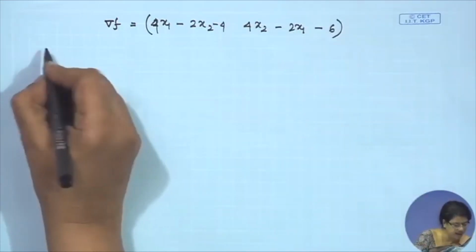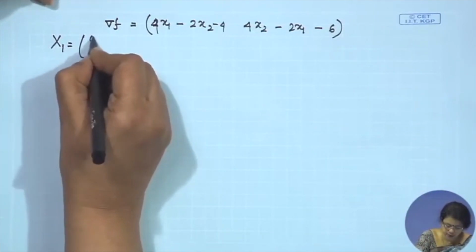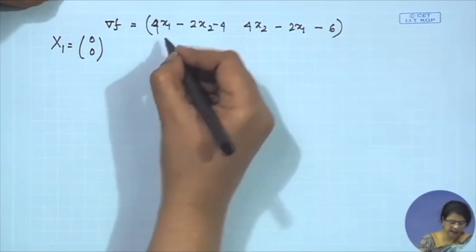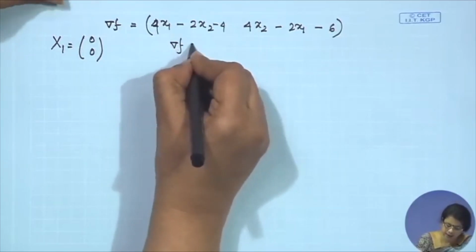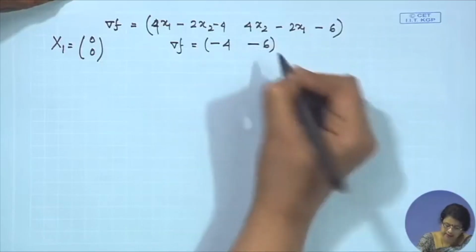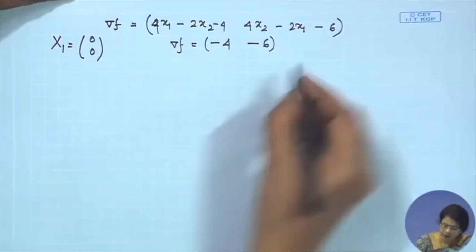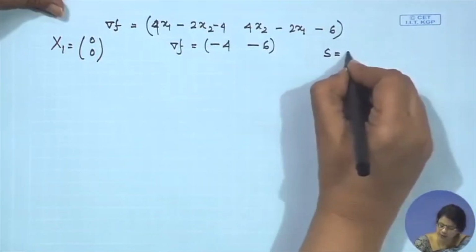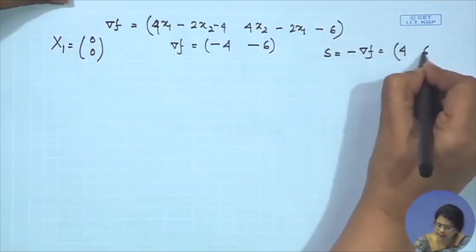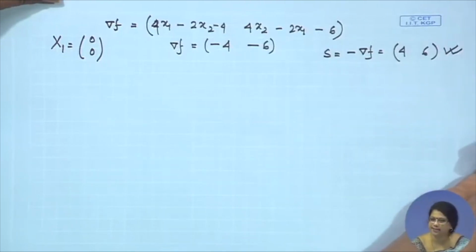Now, my starting point, if I consider the first point as 0 0, what is my grad f value then? Grad f value would be minus 4, minus 6. If I consider this one, then what will be the S value? S value would be minus grad f, that is equal to 4 6. I have to normalize this one, I will get a value for S.